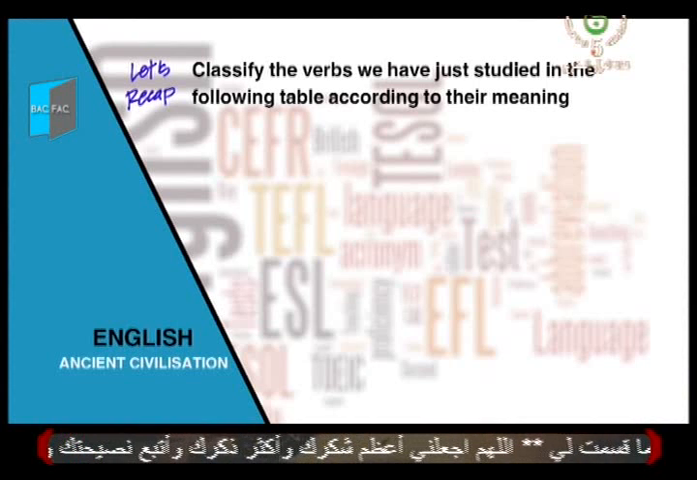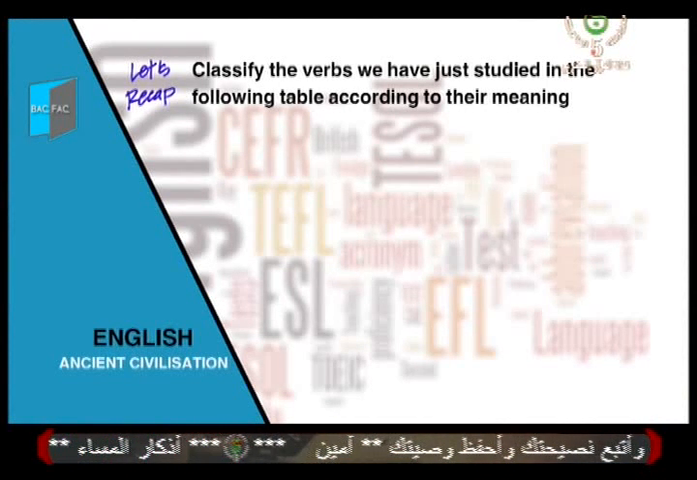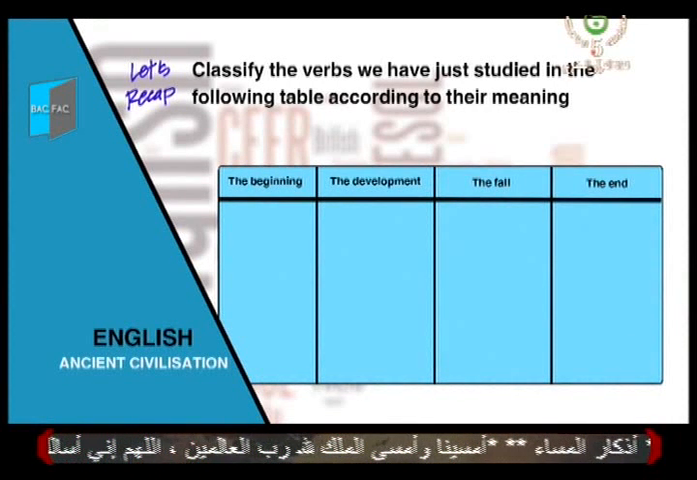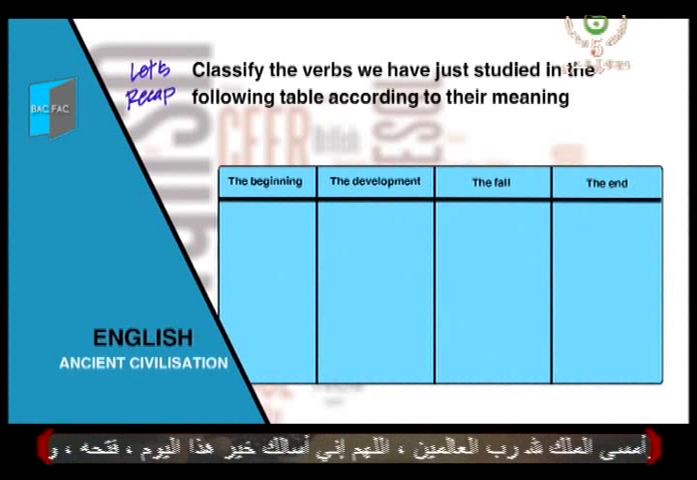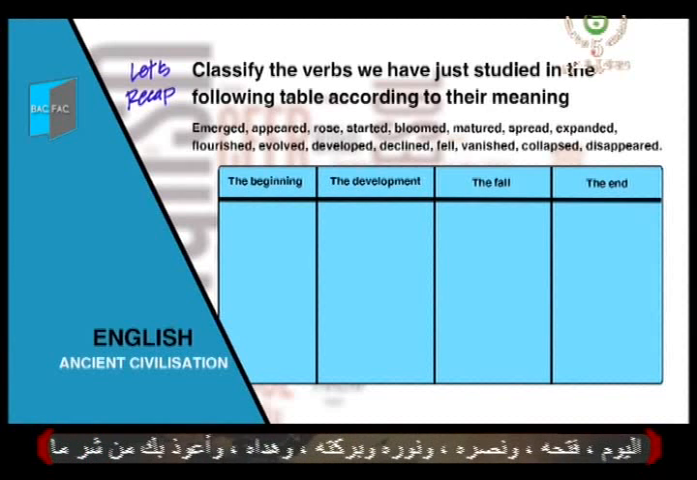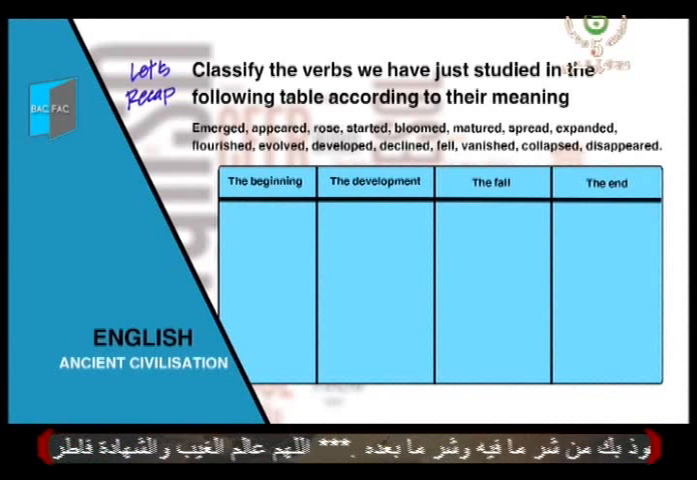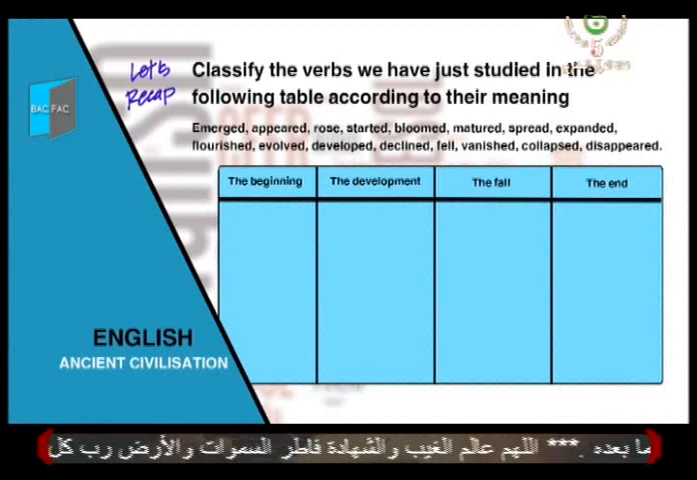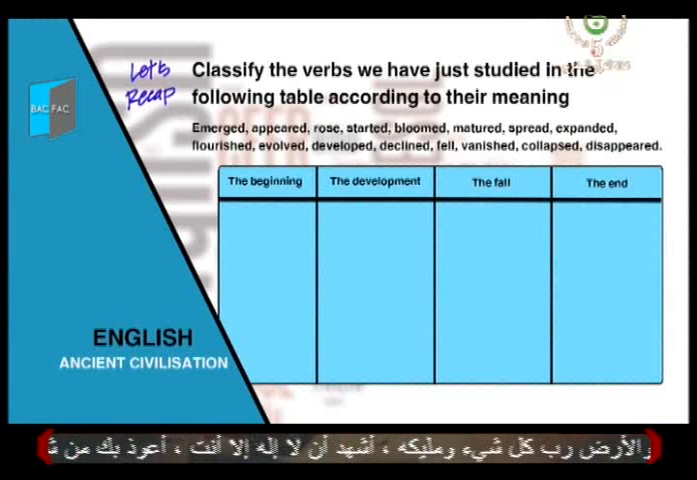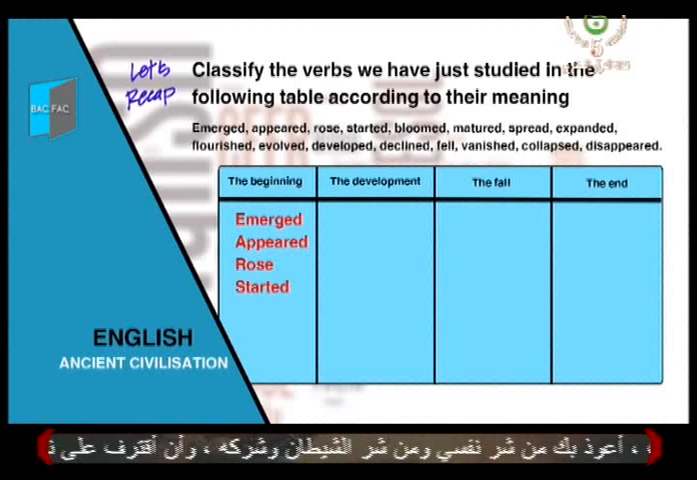Classify the verbs we have just studied in the following table according to their meaning. Some of them express the beginning, others the development or the fall and the end of the civilization. All right? Let's start with the beginning. The verbs that represent the emergence and the beginning of civilizations are emerged, appeared, rose, and started.